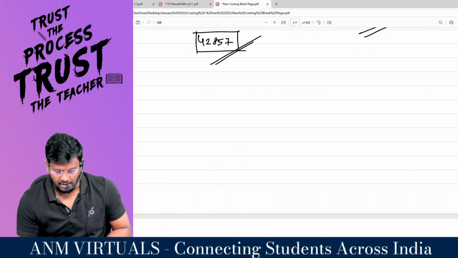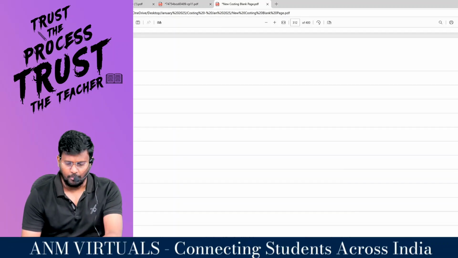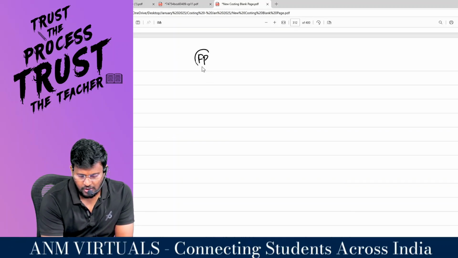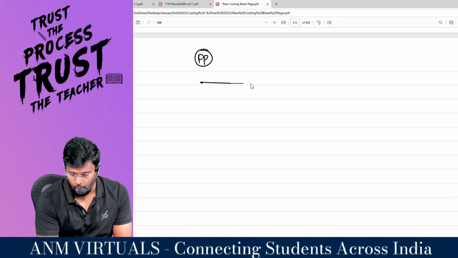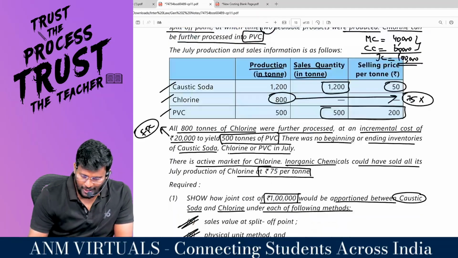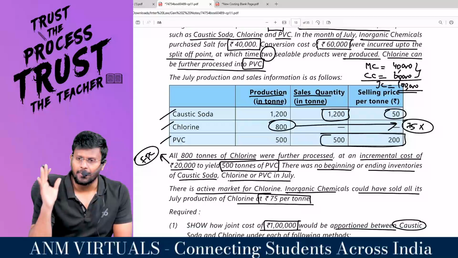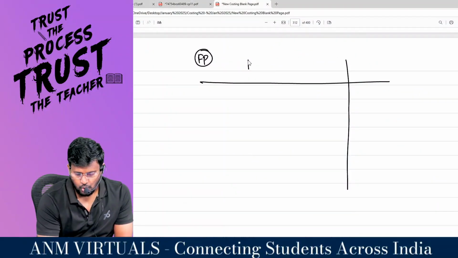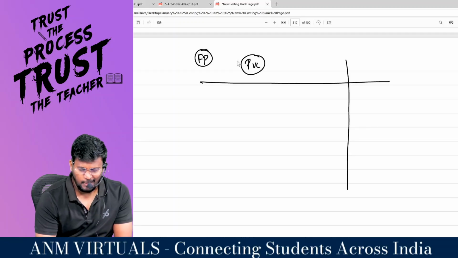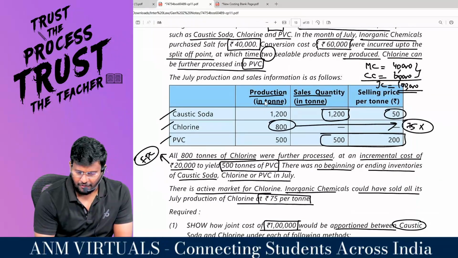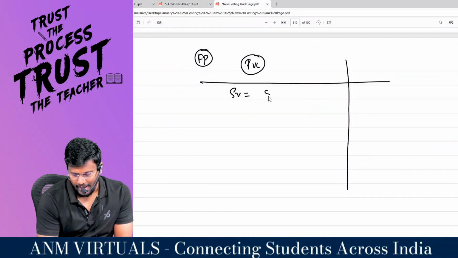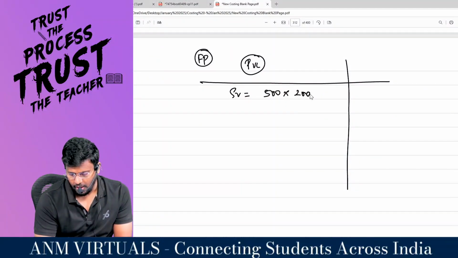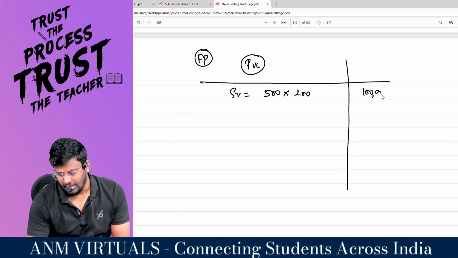So what they are asking is, should we further process or keep it at the split off point itself? Then I will see whether I get a net benefit if I further process. Nothing else. If I further process, will I sell chlorine PVC? Further process and I will sell PVC. PVC 500 tons. So sales value is 500 tons into the selling price 200. So 500 into 200, 1 lakh is the sales value.